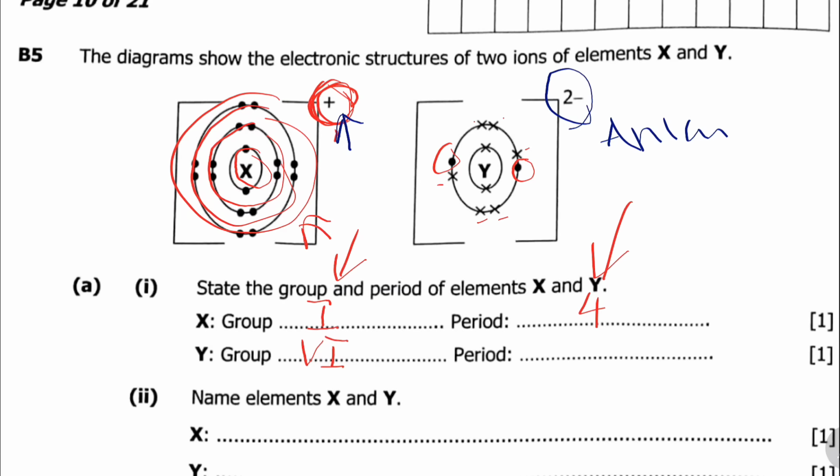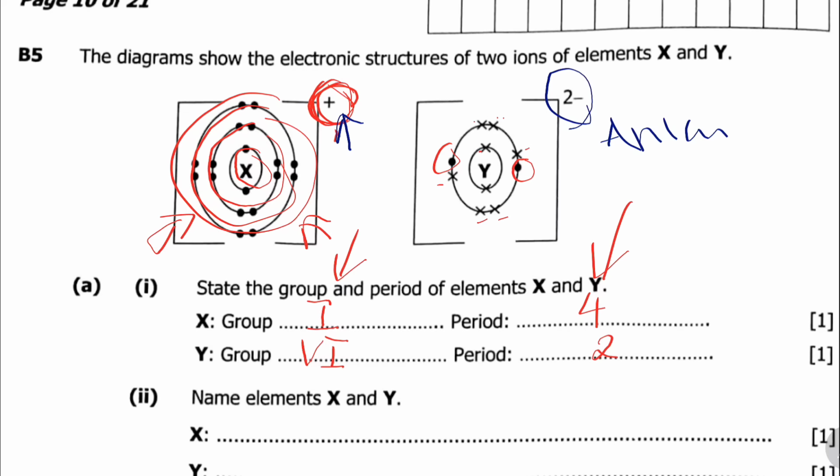Okay? Group 6. In which period? In which period? This one has 2 shells, 1, 2. So this one is in period what? Period 2. All right. This must be oxygen. All right. Now, it is different from this one. You see how I've answered, right? Very good.